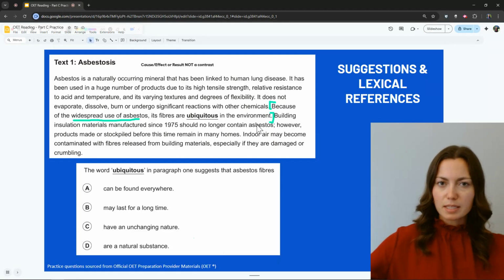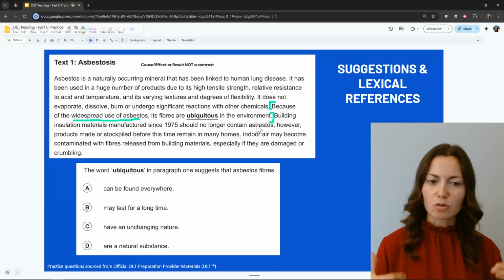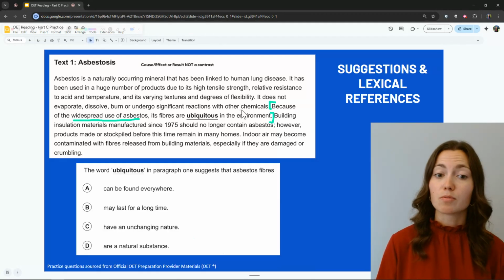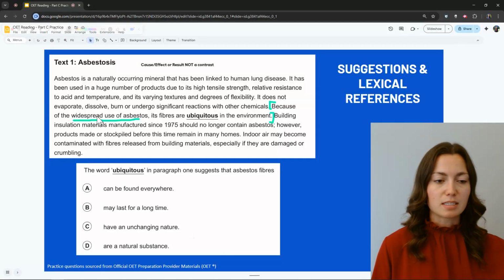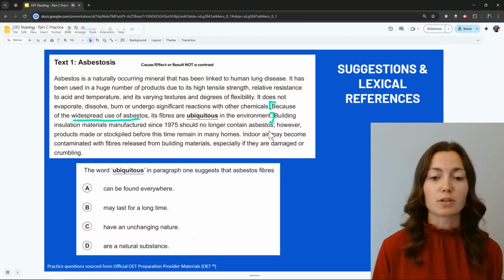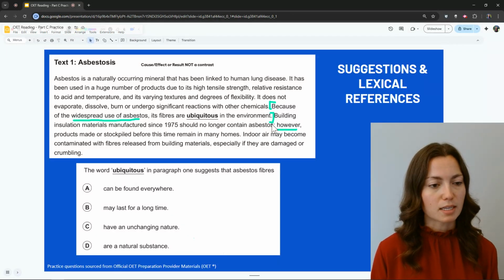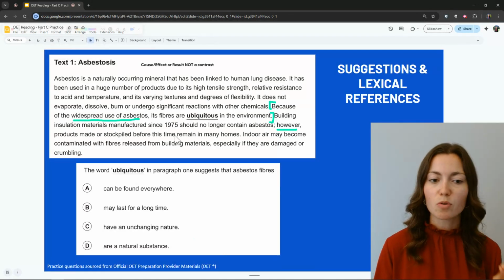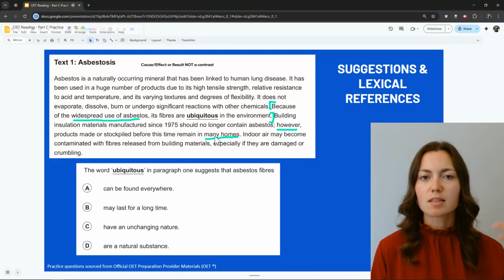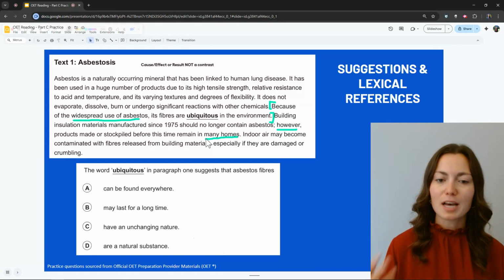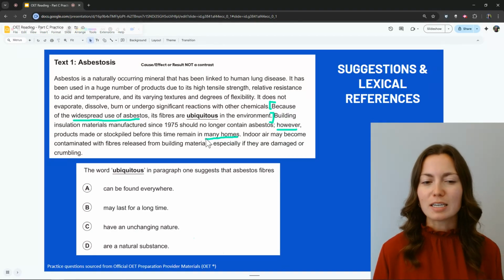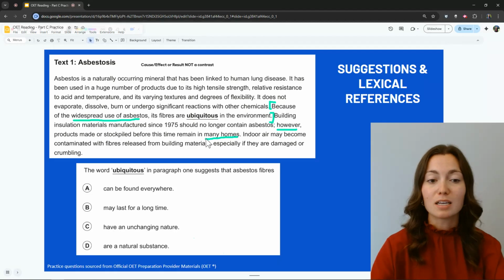Sometimes it's a matter of keep reading and seeing if there's any other clues that give examples of what ubiquitous means. So for example, we have the building materials, insulation materials manufactured since 1975 should no longer contain asbestos. However, so contrast again, products made or stockpiled before this time remain in many houses. Look at that widespread use of asbestos. They're in many houses. We're seeing this theme repeated throughout. So just like when we are looking at vocabulary, we want to see, okay, are there ideas that are being repeated that could help us find the answer?